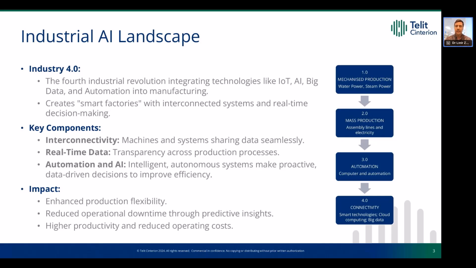And of course, the automation and AI, as mentioned before, basically make the whole process much more intelligent, autonomous in some ways. And there is, of course, impact on the productivity of the manufacturers, enhanced production flexibility. Now factories can produce many different parts at different times, reducing operational downtime through predictive insights, where, again, AI plays a huge role specifically in that sector. And of course, high productivity and reduced operating costs, because now we can be much more focused. We can reduce downtime of machines. We can enhance productivity. And overall, this Industry 4.0 makes the whole process much more intelligent.